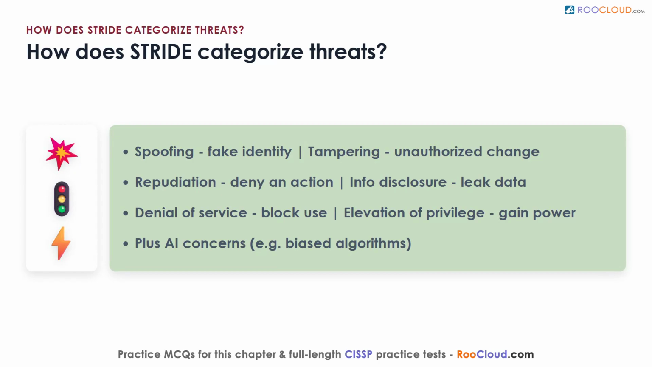Modern modeling adds concerns for AI systems too, like biased algorithms that produce unfair outcomes. Think of a checklist of the 6 ways a con artist might work a room, so none surprises you.